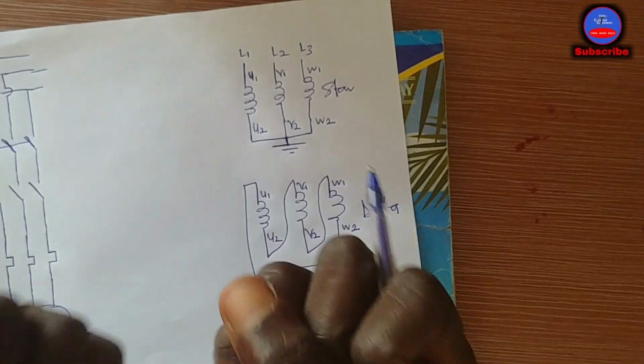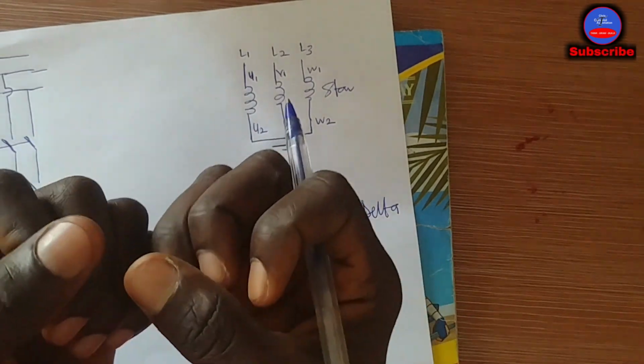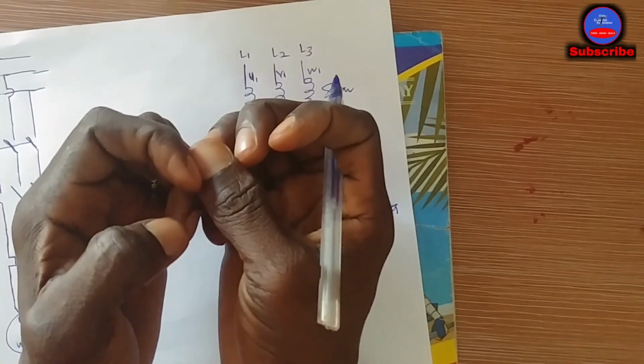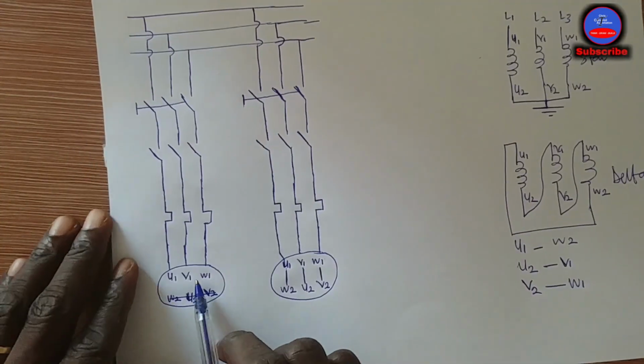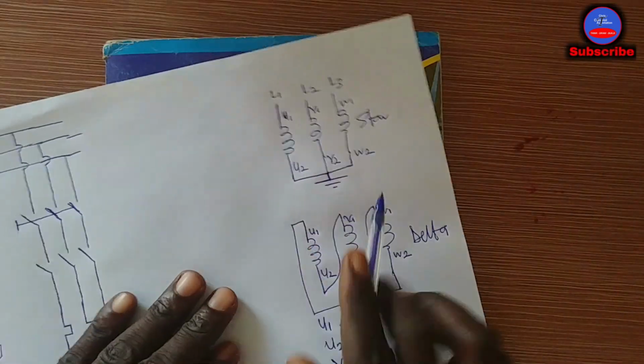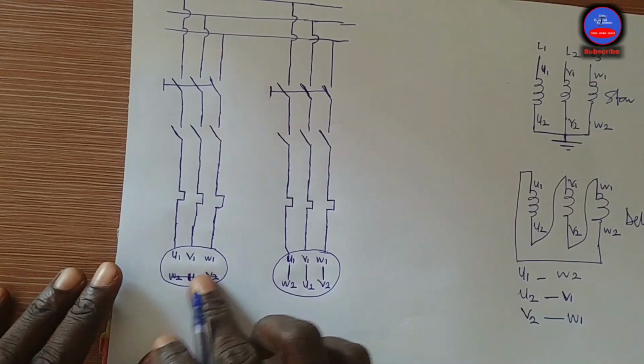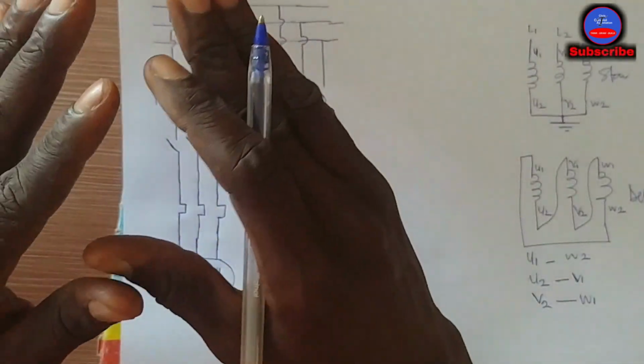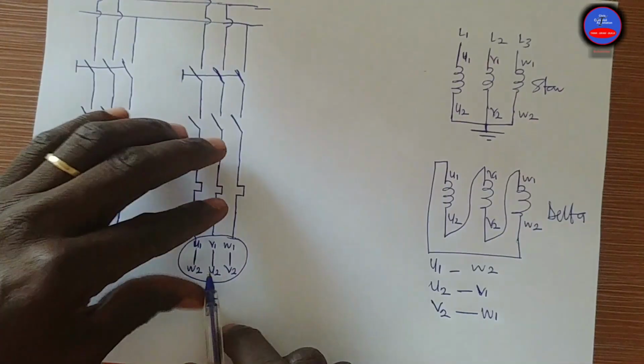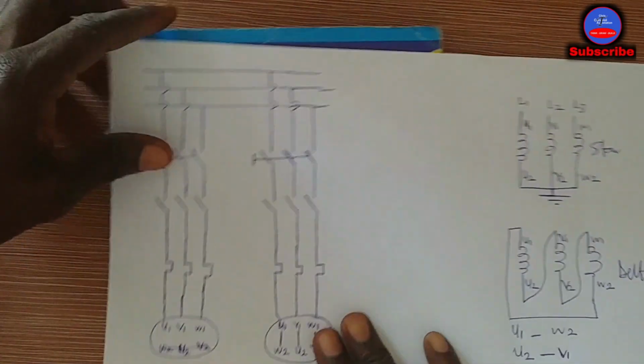In this case, the motor is very strong, okay, to rotate at very high speed. Yes, but the star, you joined only one side together, okay. In this case, the motor will run at a slower speed, as compared to the delta. Okay, so now this is it.